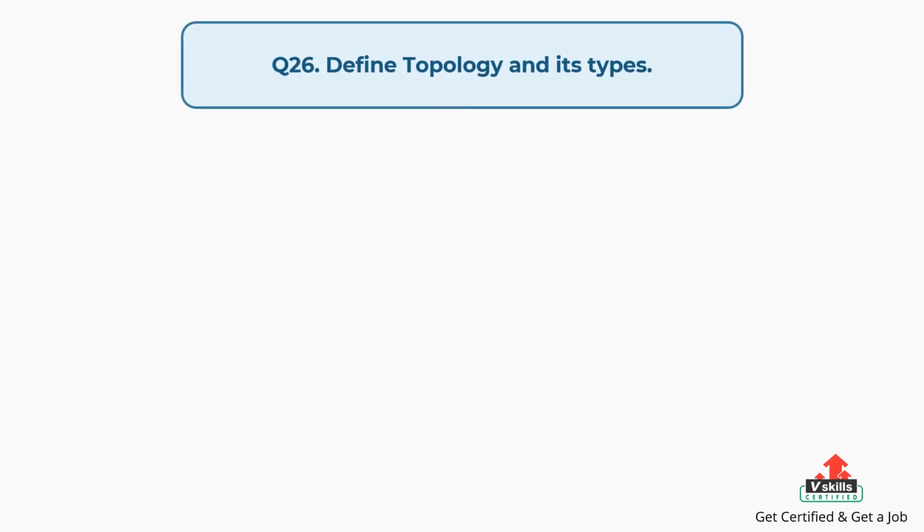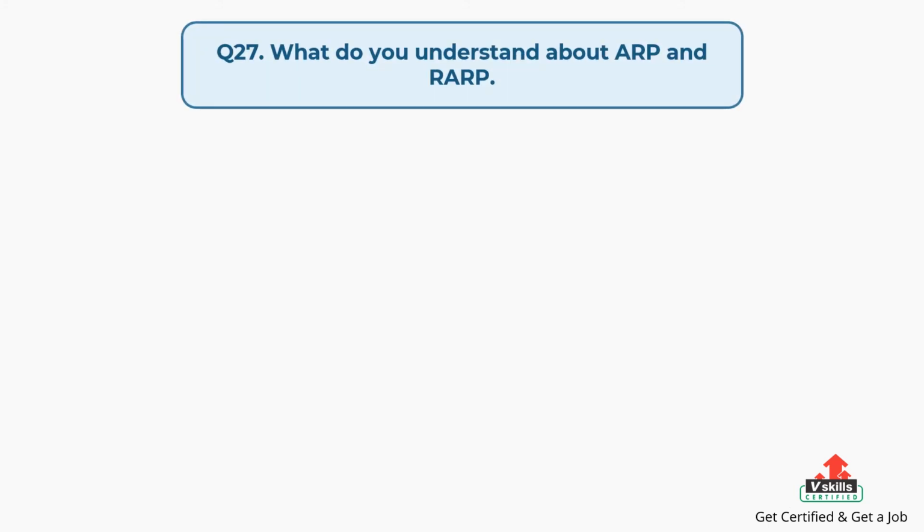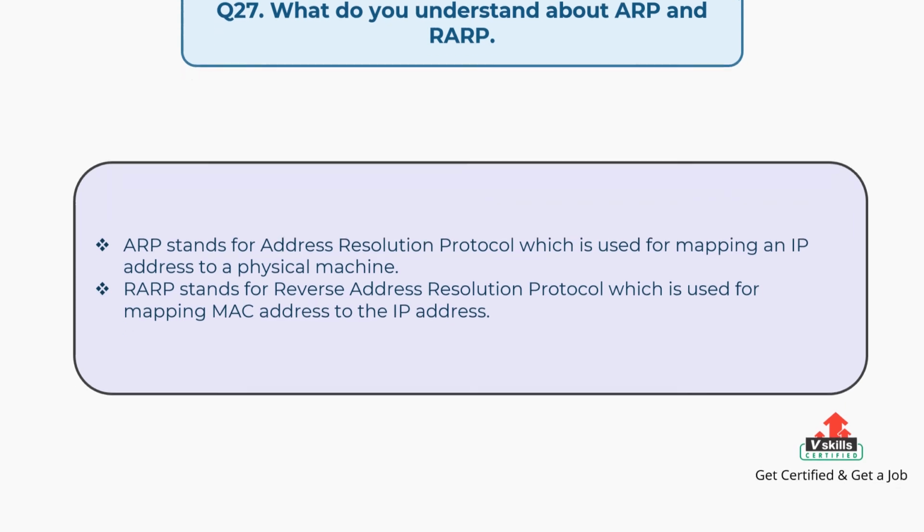Question number 26, define topology and its types. The answer is: topology refers to an arrangement of elements in a specific order. The types include bus, star, ring, mesh, tree, and signal. Question number 27, what do you understand about ARP and RARP? The answer is: ARP stands for Address Resolution Protocol, which is used for mapping an IP address to a physical machine. And RARP stands for Reverse Address Resolution Protocol, which is used for mapping a MAC address to the IP address.